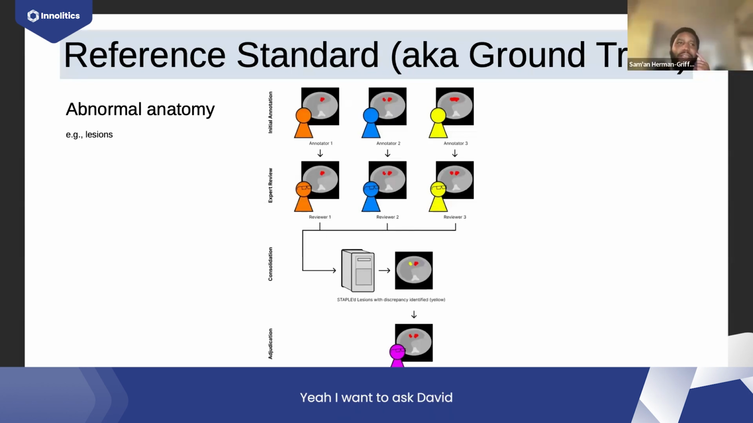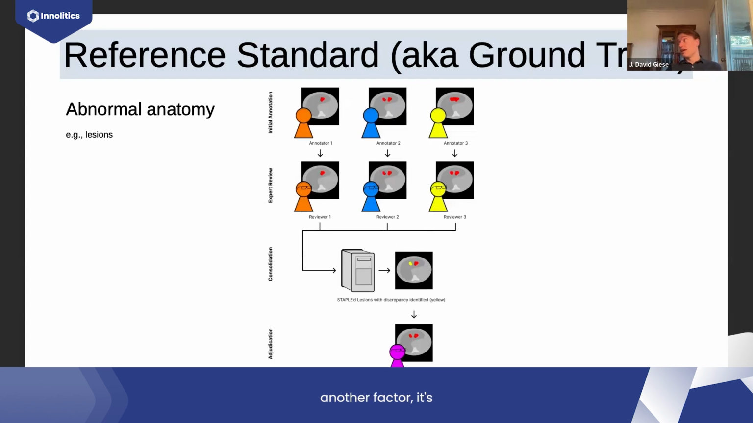Yeah, I wanted to ask David, how do they determine whether or not they're too variable? Are you saying variable in their opinions on what the ground truth is, or in their experience, or too variable about their opinions of what the ground truth is exactly?